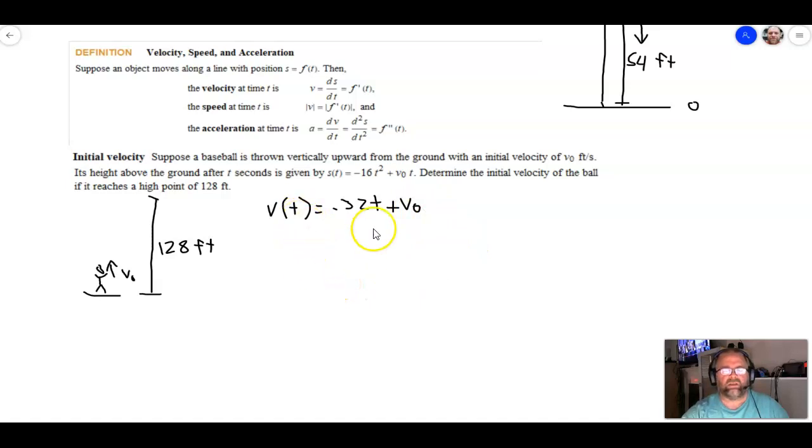And we are looking for the time when the velocity is equal to 0. So what I'm going to do is replace this v of t with 0, because that's the velocity that I'm caring about right now.